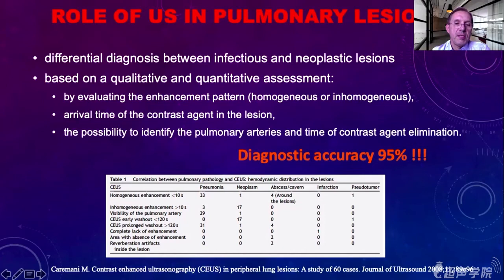Early washout is more frequent in neoplastic disease, and late washout in benign. But in fact, the arrival time of contrast agents depends not only on the nature of the tissue, but also on the hemodynamic situation of the patient. There are patients with heart disease where the arrival time is later, so it may arrive at 10 seconds, and thus you may say that the patient has a neoplastic disease.